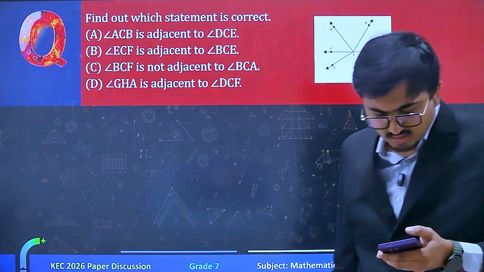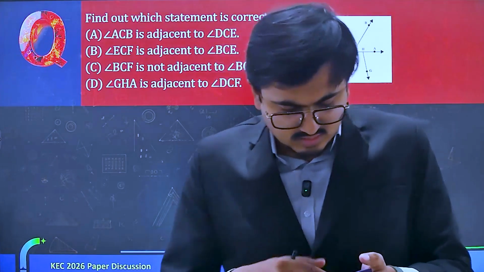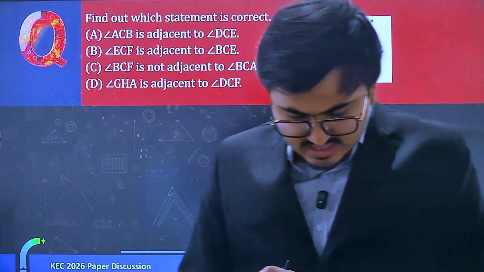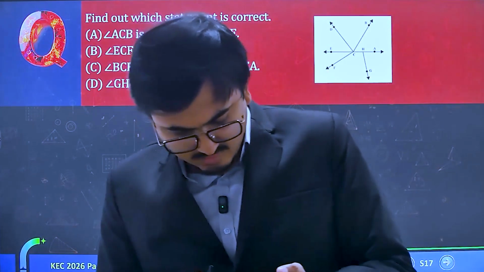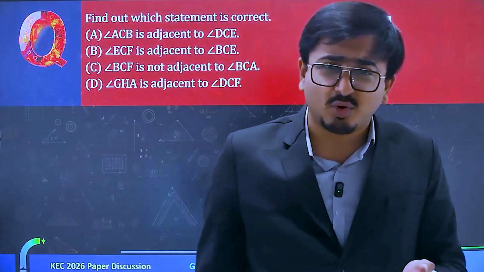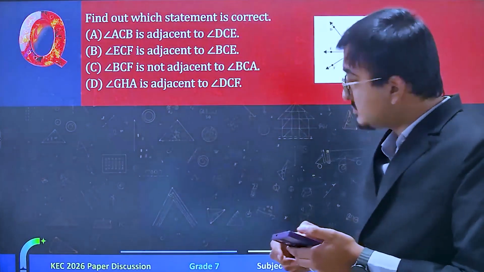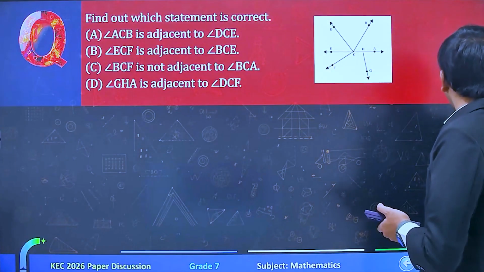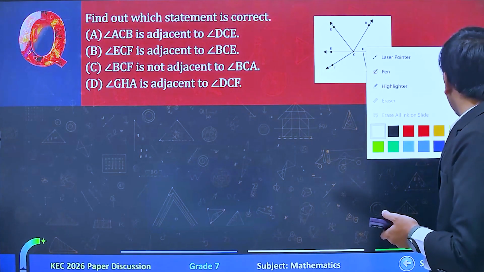Come on. Okay, D, B. I got 84 in maths. Very good, guys. Very good. Come on. A, B. I am getting a mixture of both A and B. Okay, find out which of the following statements is correct. Let's look one by one.